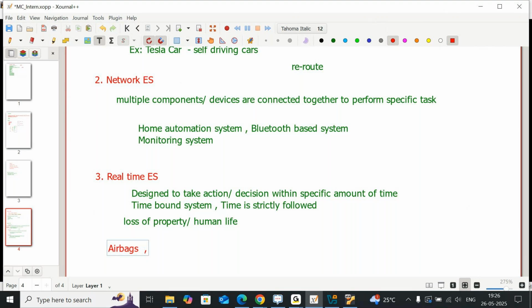Pacemakers, hospital gadgets, basically medical applications which are developed have to take decisions immediately, or within a specified amount of time. In a short span, they have to take the decision or action. If a pacemaker is not taking action within the specified amount of time, it's human life loss, a real human life risk. So this is a real-time embedded system. Flight control system, very good. Fire alarms, good.